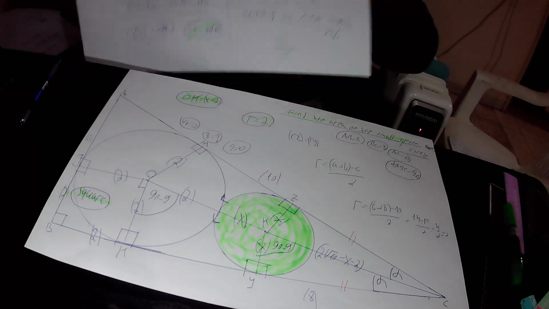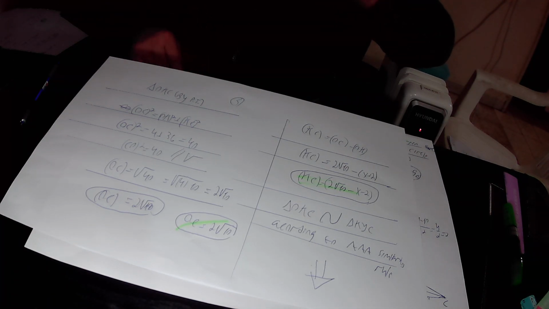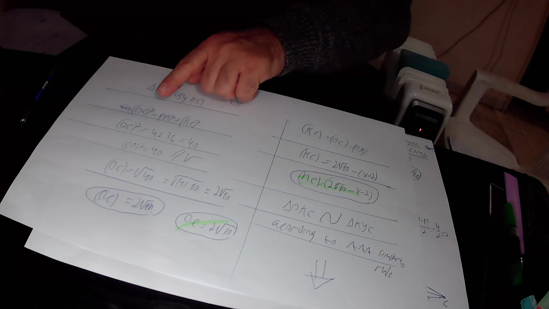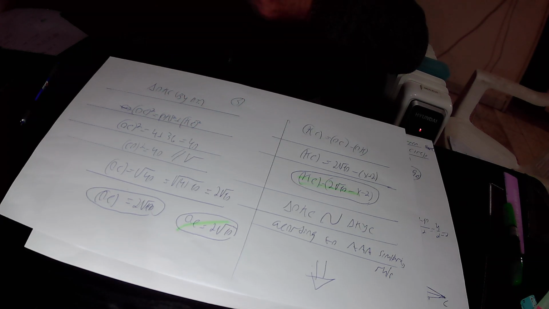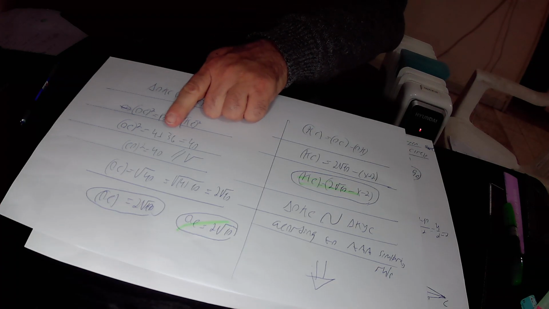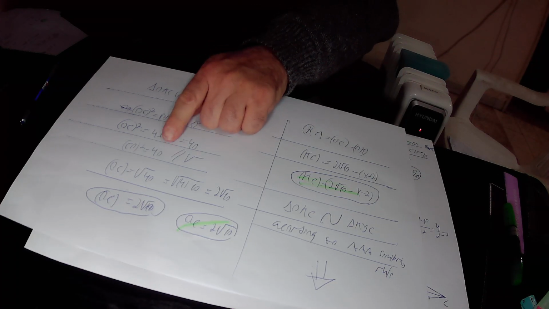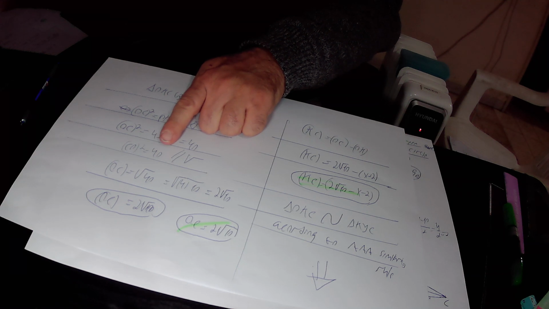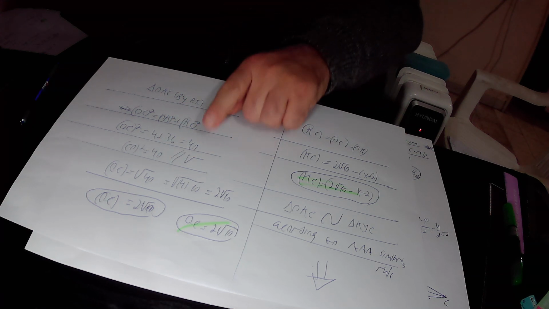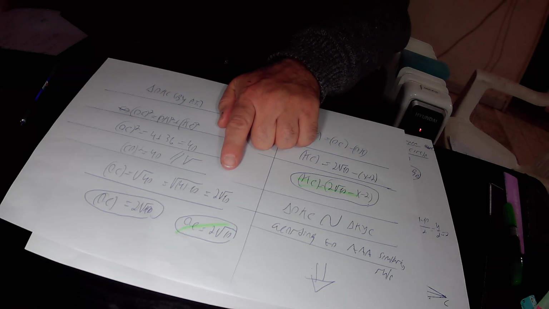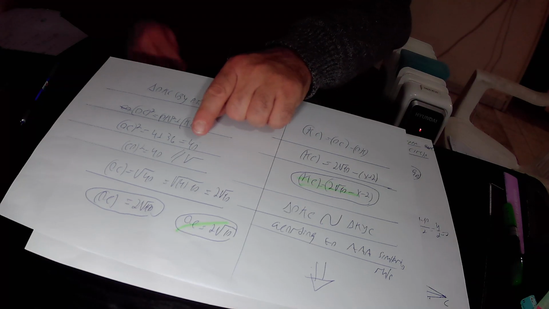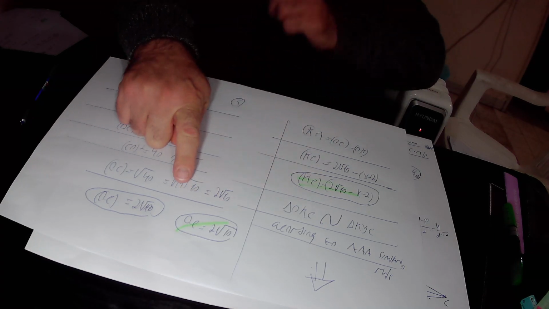So in total we found that OC squared equals 4 plus 36, that is 40. So OC squared equals 40, and OC equals the square root of 40. We substitute 40 by 4 times 10. We take 4 out of the root, so the square root of 4 is 2, and inside the root we are left only with 10. So in total OC equals 2 times the square root of 10 units.